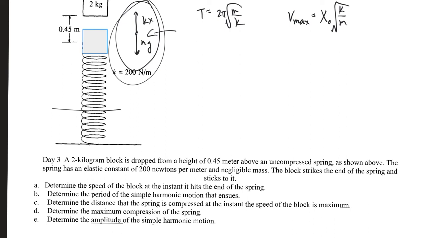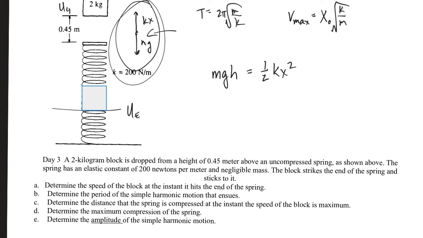The second one? All right. If we're going to do the second one, you have to be careful here. This is the lowest place. So all the energy here is elastic potential. Everybody agree? And all the energy up here is gravitational potential. So all we have to do is say mgh equals 1/2 kx squared.